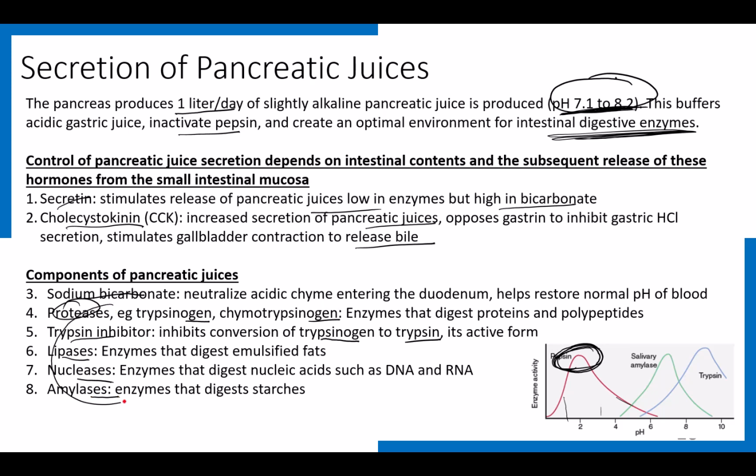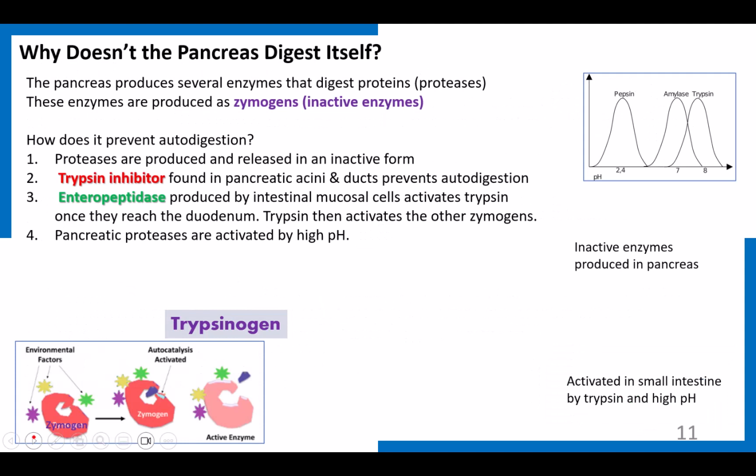So we've got a whole host of enzymes that help with the final digestion when it's released into the small intestine. So in this, we see why the pancreas doesn't digest itself. The first one is that the enzymes that digest proteins are produced as zymogens or inactive enzymes.